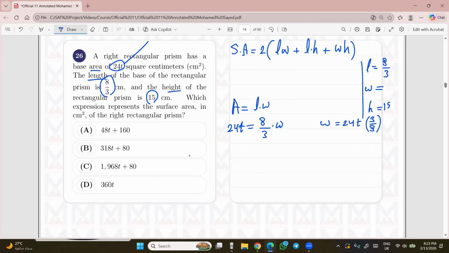If you want to simplify this, you need to answer without the calculator here. Divide this by 8, you get 3. Divide this by 8, you get 1. So 3 times 3 is 9. And don't forget t. So W is 3 times 3, which is 9t.